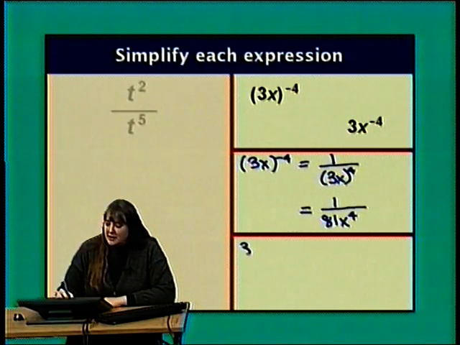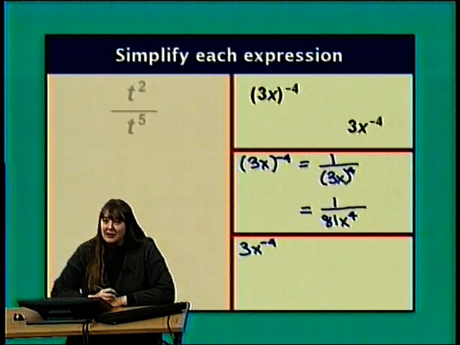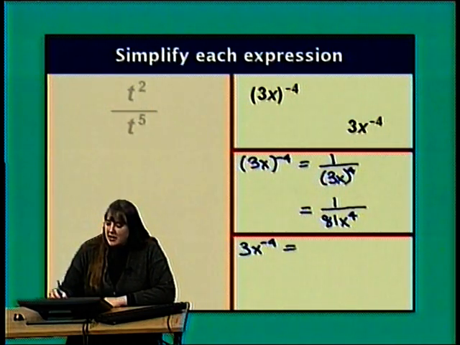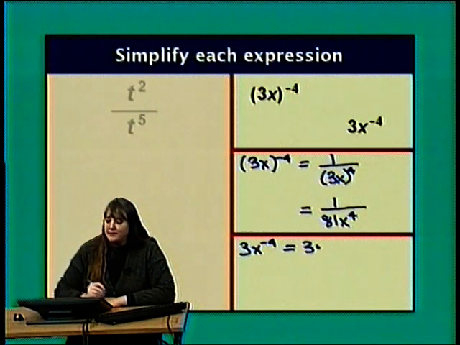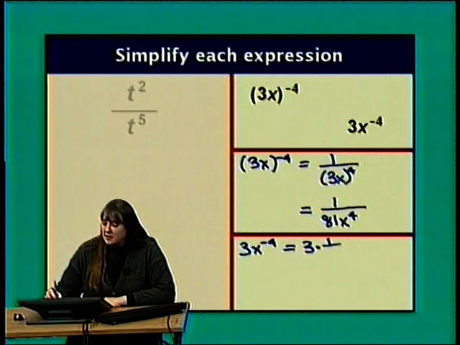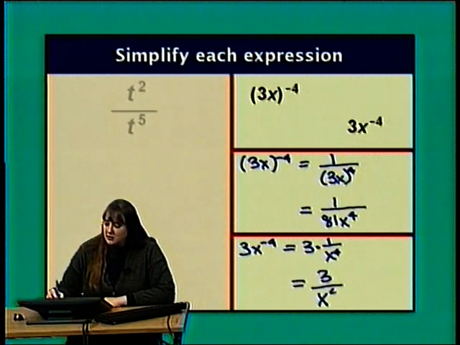What about 3x to the negative 4? Here we have to be careful, again thinking about the order of operations. The order of operations tells us to apply exponents before we multiply. So that exponent of negative 4 only applies to the x, not the 3. So what I have here is 3 times x to the negative 4, which is the same as 3 times 1 over x to the 4th. So I have 3 over x to the 4th.